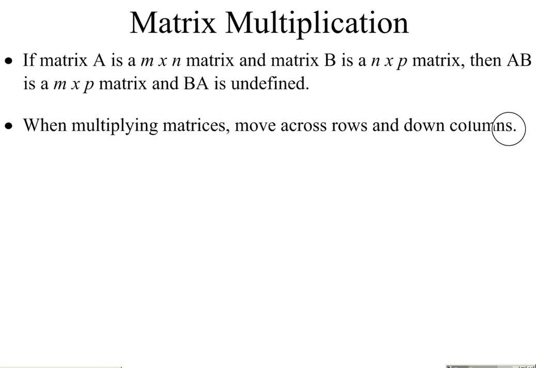When you multiply matrices, and this will make more sense when we look at some examples coming up, you have to remember that you move across rows and you move down columns. And you'll see that when we look at some specific examples.